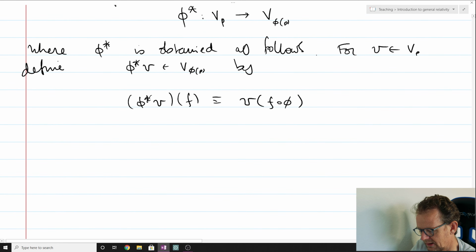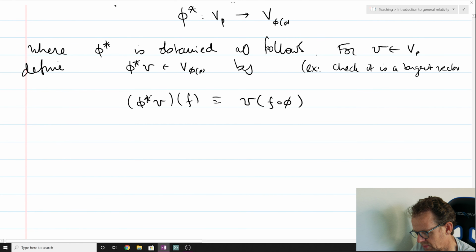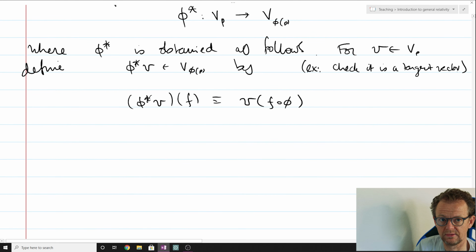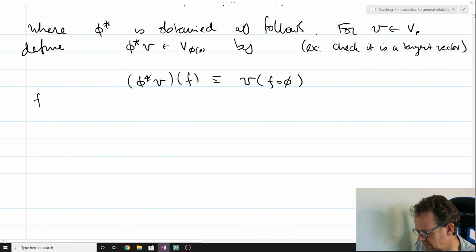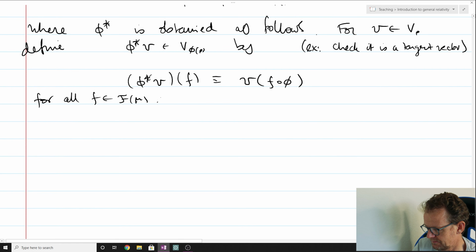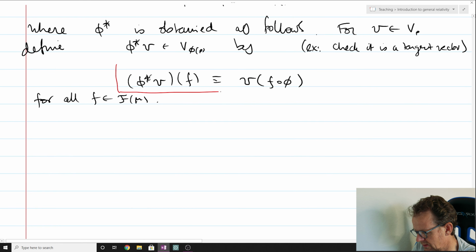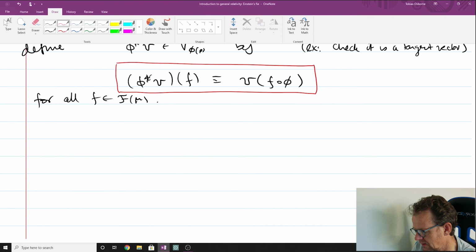You should think about this for a bit. There's a couple of properties that you need to check that this definition is coherent with. Do you get a tangent vector? Is it linear? Does it obey Leibniz and so on? And that's got to be true for all smooth functions on M. So we get a tangent vector by this prescription here, and this is called the push forward of the tangent vector v.